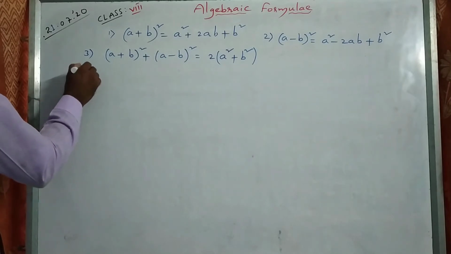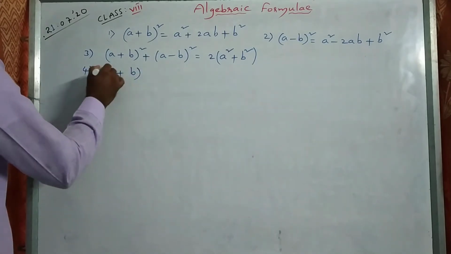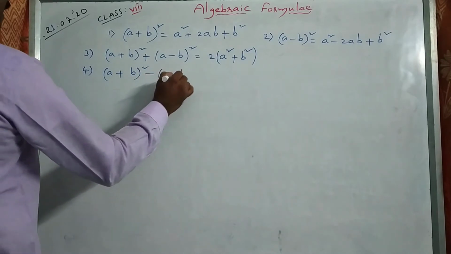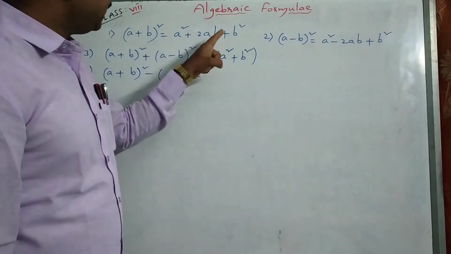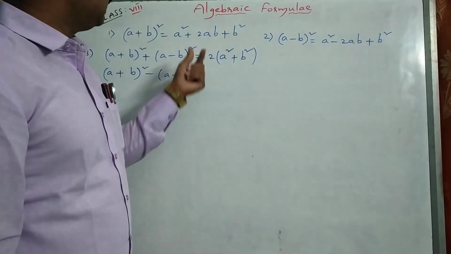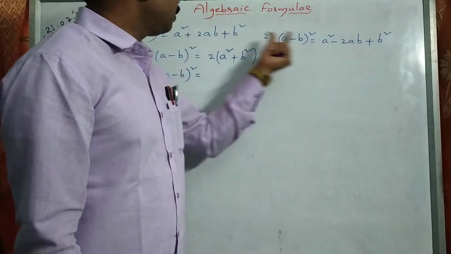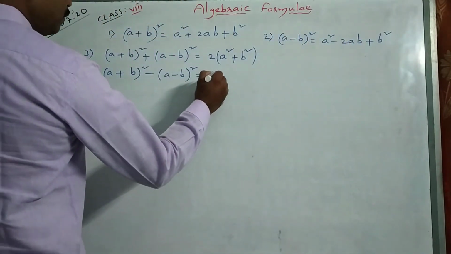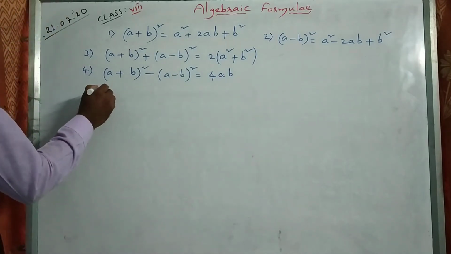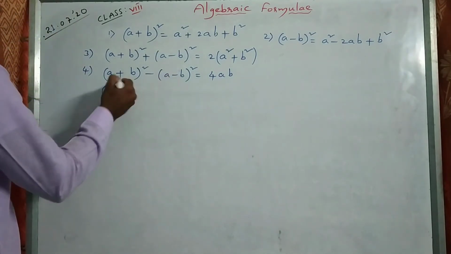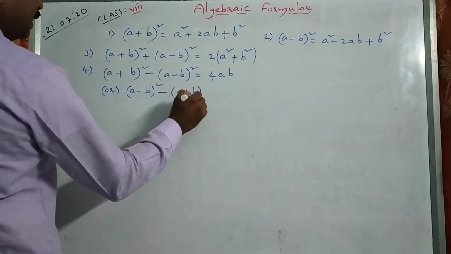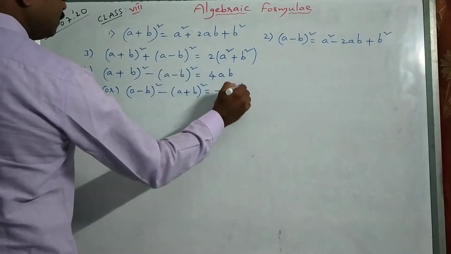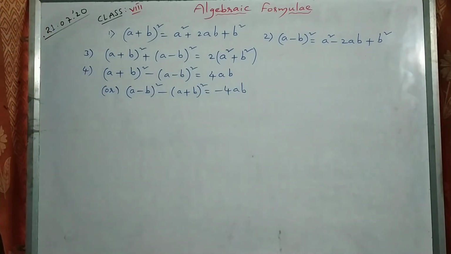Clear? Similarly, if I subtract, (a plus b) whole square minus of (a minus b) whole square will be, a square gets cancelled, b square gets cancelled, minus becomes plus. So 2ab plus 2ab. How much? 4ab. Or if I want this term first, (a minus b) whole square minus of (a plus b) whole square will be minus 4ab. Okay, minus 4ab.